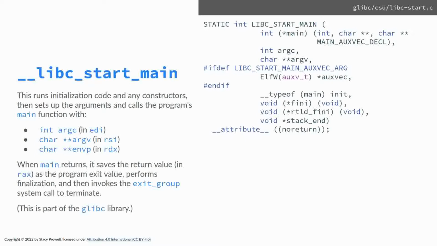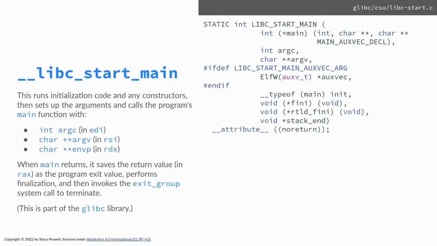And when your main returns, and it needs to return back up to the C runtime, back to libc start main, it will perform finalization. And usually there's nothing that goes on in finalization, but sometimes there can be. And then it invokes exit group to terminate the program. And you can trace through all this with GDB if you're super curious about it.